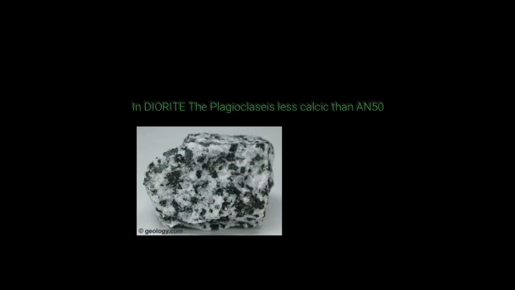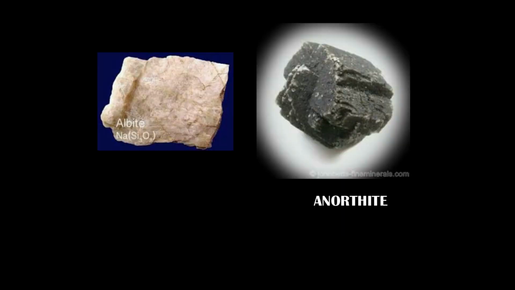So the next question is, how can we differentiate between gabbro and diorite? It's quite simple actually. The plagioclase in gabbro is more calcic than anorthite 50, whereas in diorite the plagioclase is less calcic than anorthite 50. Let me explain this a bit more for you.